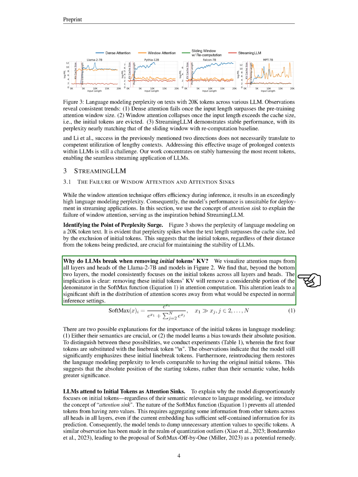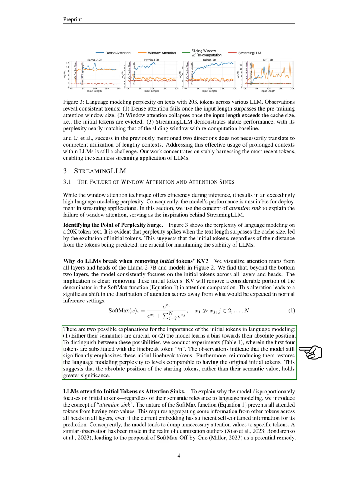There are two possible reasons why the initial tokens are so important in language modeling. One possibility is that their semantics are crucial. The other possibility is that the model learns a bias towards their absolute position. To test these possibilities, we conducted experiments where we replaced the first 4 tokens with the line break token, \n. We found that the model still significantly emphasizes these initial line break tokens. This suggests that the absolute position of the starting tokens is more important than their semantic value.